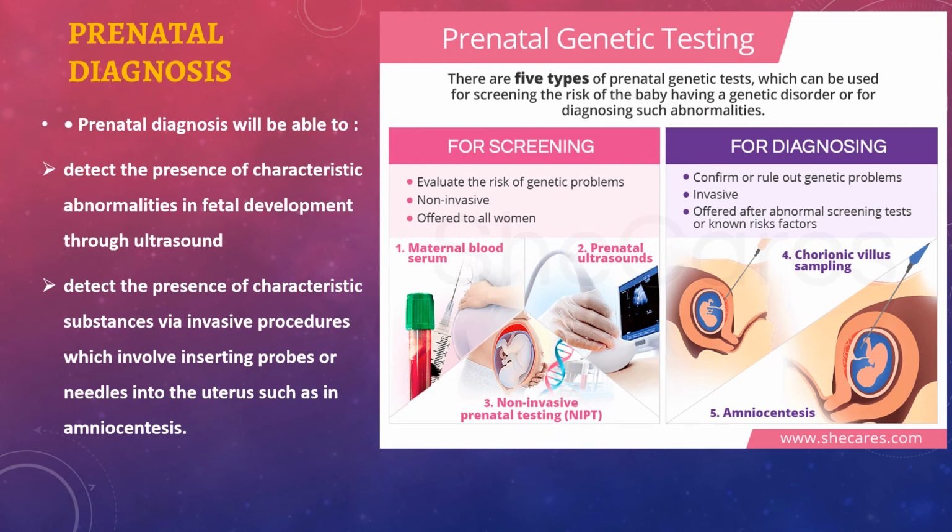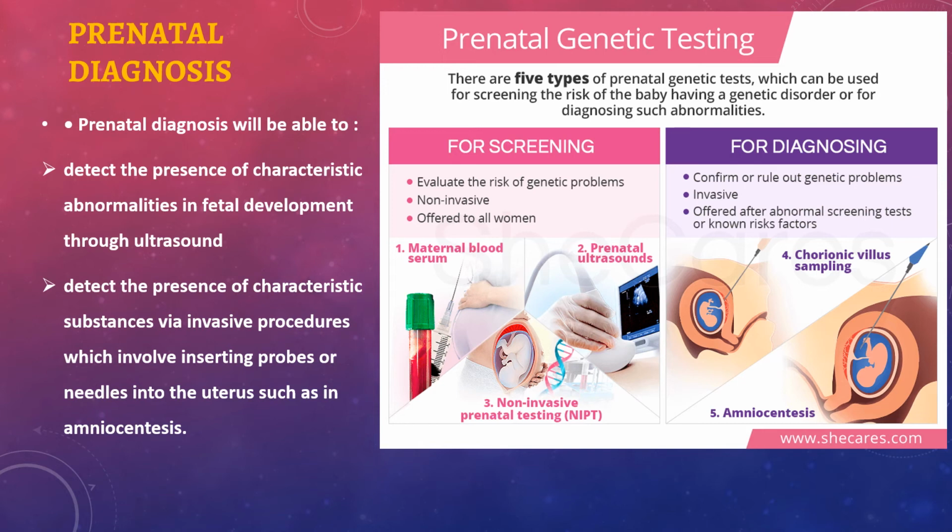Okay, so now we will be dealing with prenatal diagnosis. Prenatal diagnosis will be able to detect the presence of a characteristic abnormality in fetal development through ultrasound. So by using an ultrasound, you will be able to detect the presence of any abnormality in the fetal development. Next, it will detect the presence of characteristic substances by using a procedure called amniocentesis, an invasive procedure which involves inserting a probe or needle into the uterus, and a small amount of amniotic fluid is taken out.